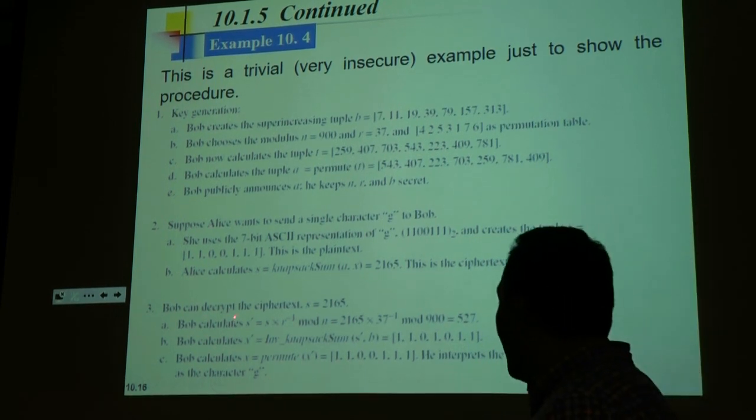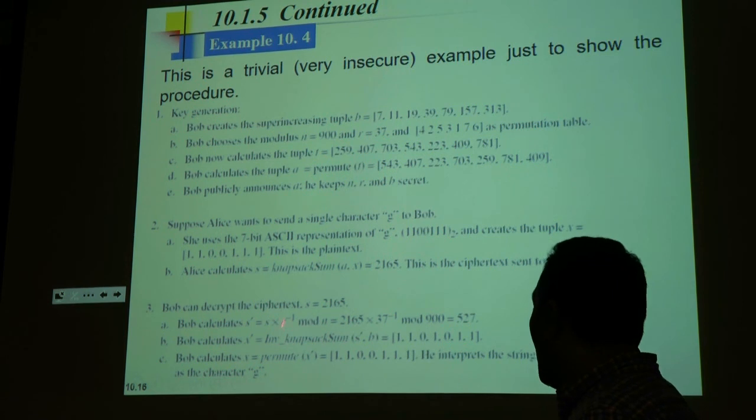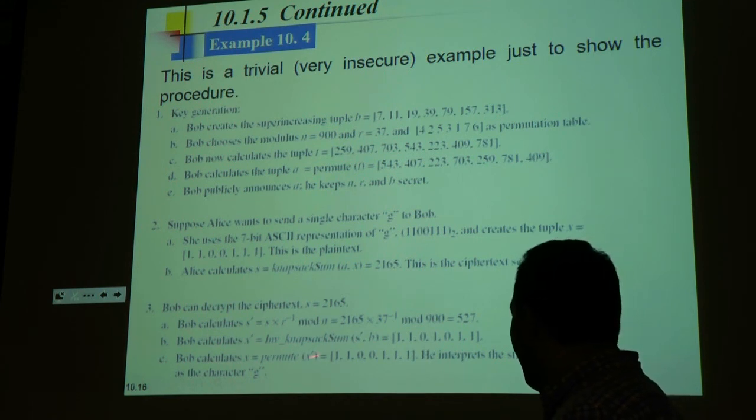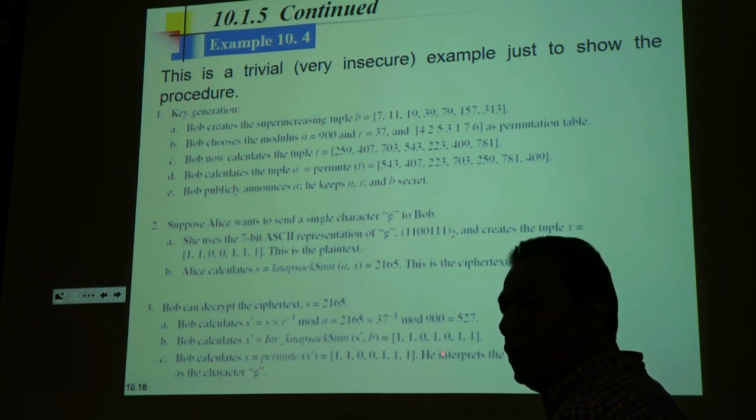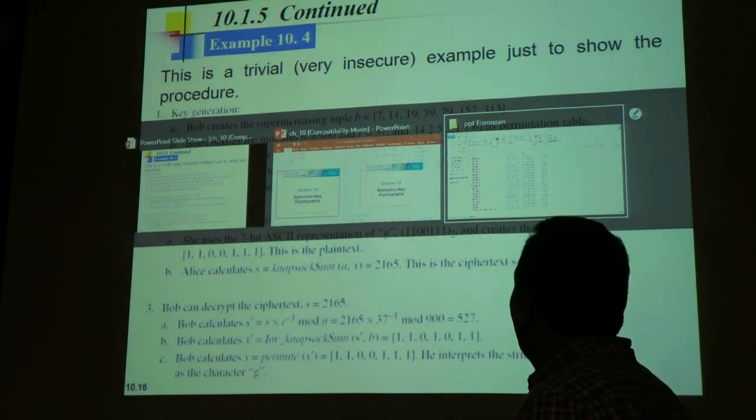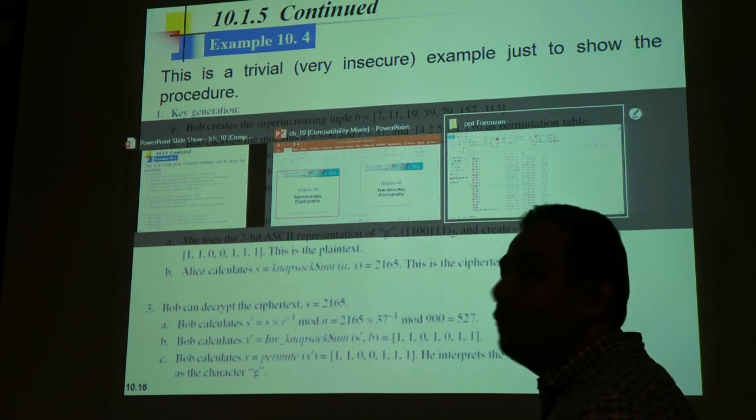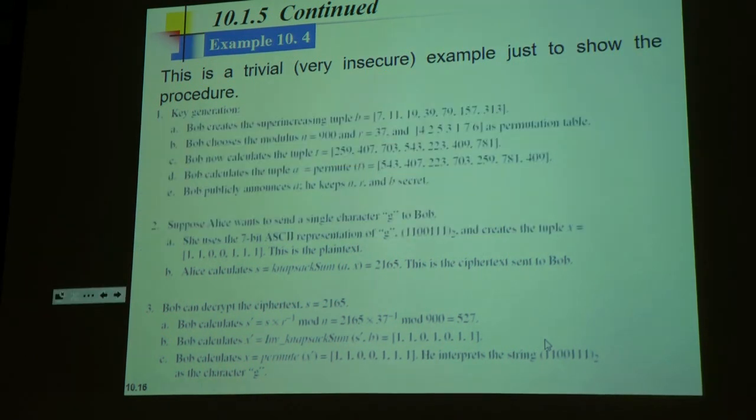So now at the receiver, Bob can decrypt the cipher 2165. So what you do? Bob calculates S prime, which is S times R inverse mod N. It will give you 527. Bob calculates the X prime, which is the inverse knapsack sum, and will give you this matrix, right? Now Bob calculates X permutation, so we have to arrange it with the same permutation. So number one, where is it? Number four. So number four, where is number four? It's one, came in here. Then number two, where is number two? One will go in here, and so on and so forth, right? And by the end, it'll give you this binary, it will give you the G.